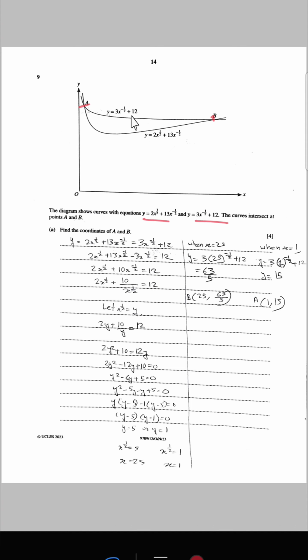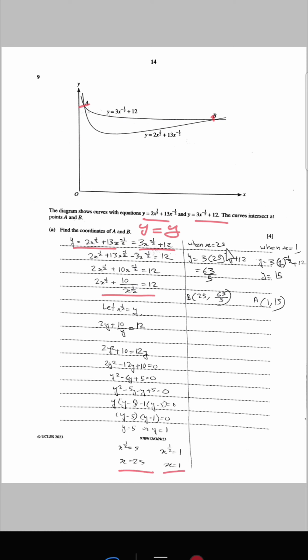To find the coordinates of A and B, as we know that both curves intersect, y is equal to this expression, y is equal to this expression. As these two equations are in terms of y, we equate the values of y and find an expression in terms of x to the power 1 by 2. To solve it easily, we substitute x to the power 1 by 2 with y and further solve it to find the values of x as 25 and 1.